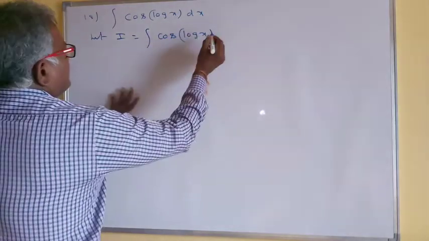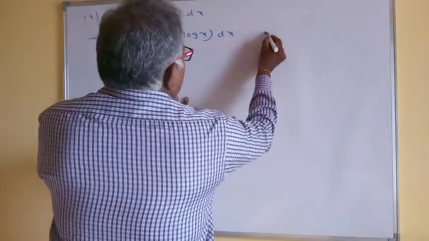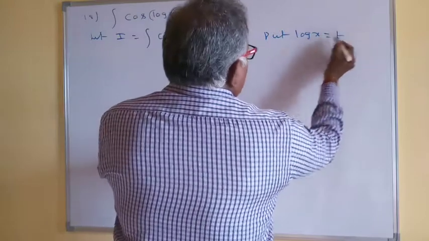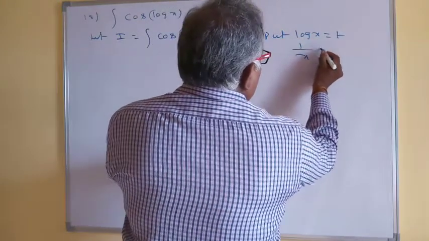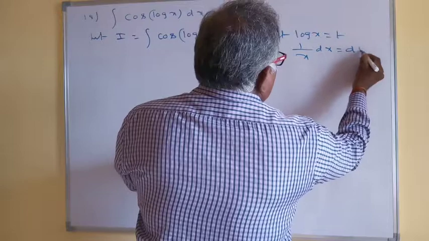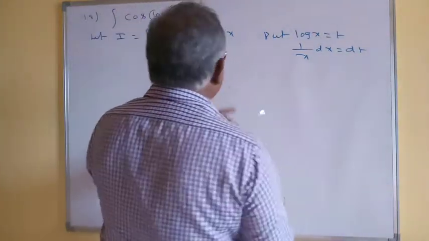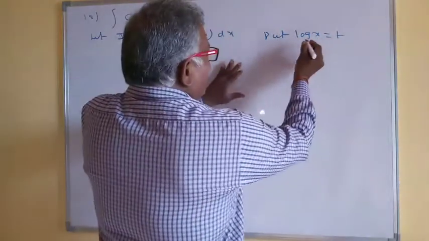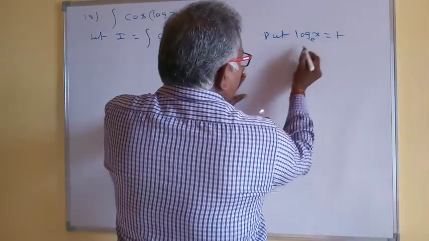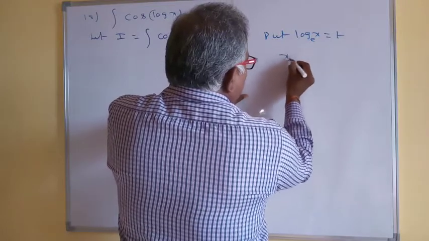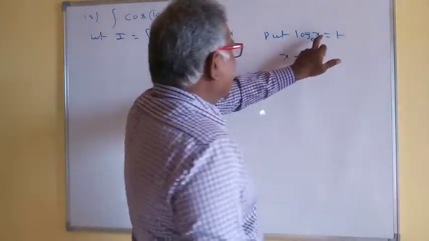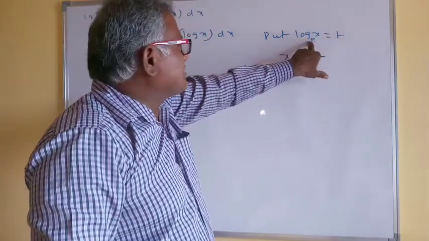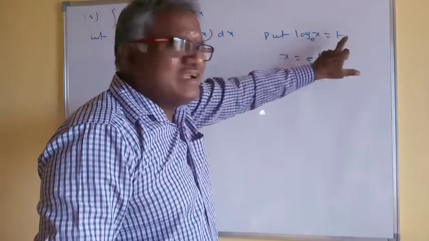So that's why in this problem, what you have to substitute? This is the method of substitution. Simply put log x is equal to t. So the derivative of log x, 1 by x dx, is equal to dt. Whenever logarithm is there, the base is e. That means clearly x is equal to e power t. Here log x always, base must be considered as e.